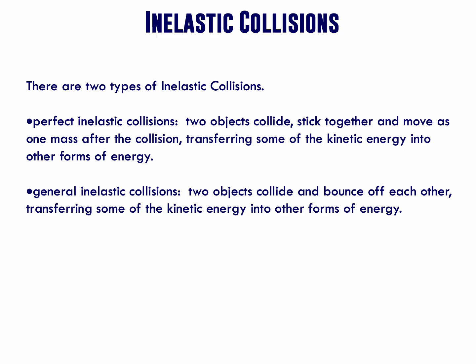So to break this down a little bit further, we have two types of what we call inelastic collisions. In a perfect inelastic collision, the two objects collide and stick together and move as one mass after the collision, transferring some of the kinetic energy into other forms of energy, so heat. Anytime something deforms, technically heat is generated. And then we have these general inelastic collisions. Two objects collide and bounce off of each other, transferring some of the kinetic energy into other forms of energy.